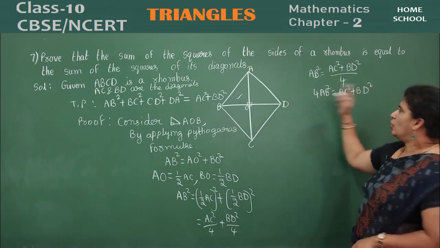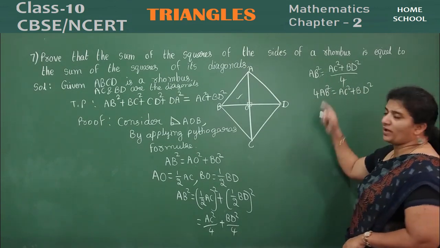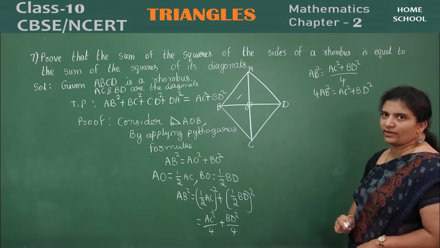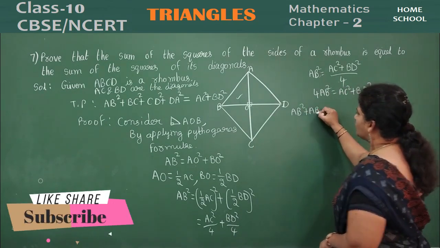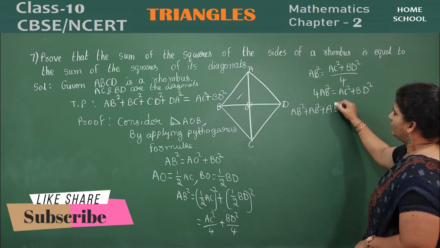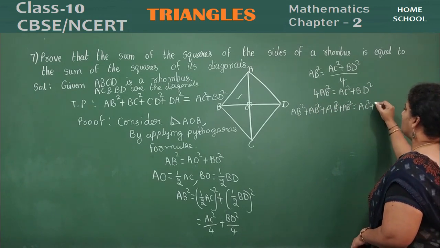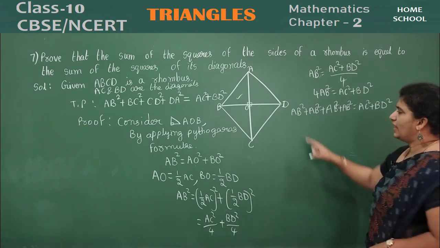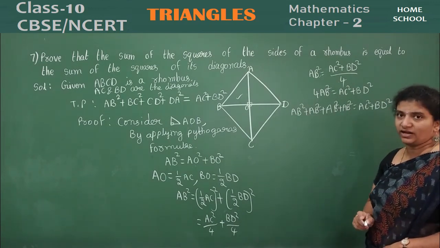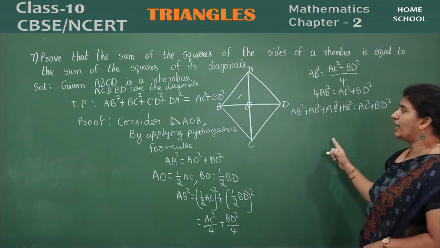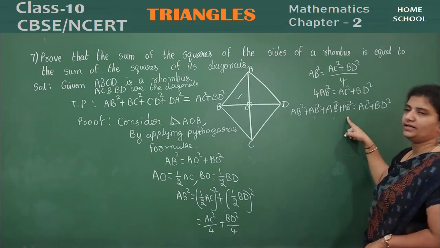Observe the proof again. Okay, right hand side I got, but I didn't get the left hand side. 4 AB square. Can you split 4 times AB square? Yes. That will be AB square, AB square, AB square and one more time AB square is equal to AC square plus BD square. Now 4 times I have written AB square. In a rhombus all sides are equal, right? According to that statement, what do I write? Here AB equal to BC I will write. Here AB equal to CD and here DA I will write.